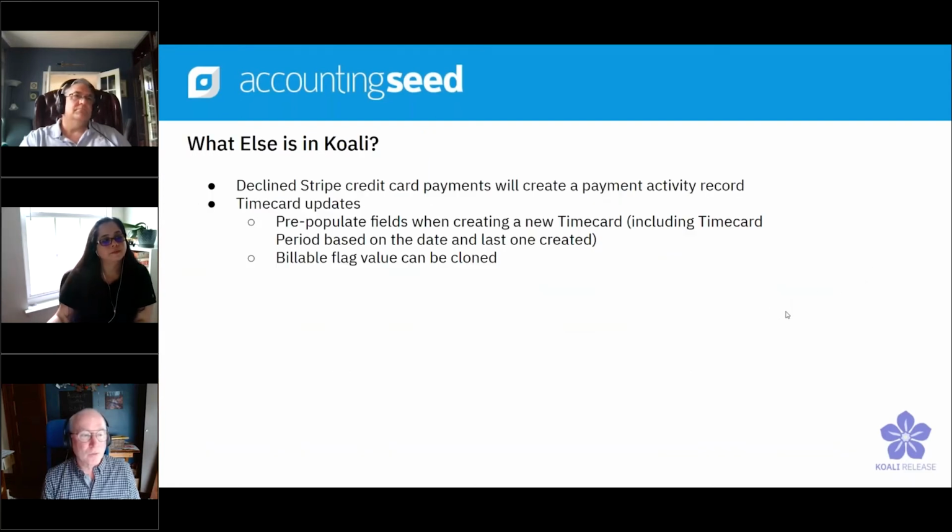And we have some really small features. Declined credit card payments will create a payment activity record, and time cards themselves will pre-populate fields when creating a time card, and the billable flag value can be cloned. This allows your users to not have to do as many manual tasks going forward.